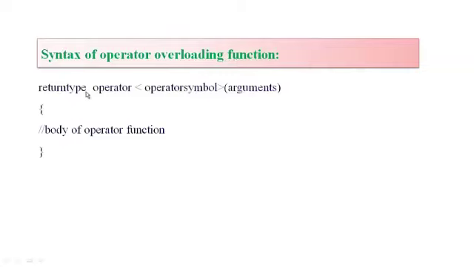The return type is the type of value returned by the specified operation. Operator is a keyword, and the operator function name should be operator. The operator symbol specifies for which operator the operation is defined. These are the arguments. We can pass arguments to the operator function in a similar way as to a function. Inside the braces, you can write the definition of the overloaded operator function.